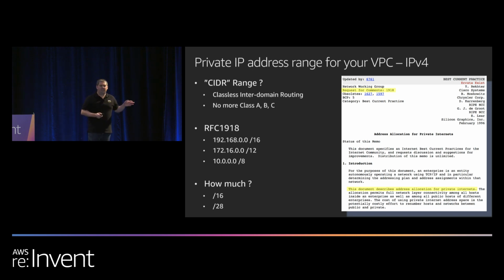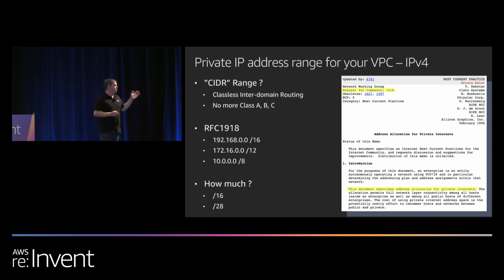And at the bottom here, I've identified how much IP address space we should choose. So a /16 is the largest address space that you can allocate to a VPC as a single CIDR range. That's about 65,000 IP addresses. The smallest you can assign is a /28, which is 16 IP addresses.